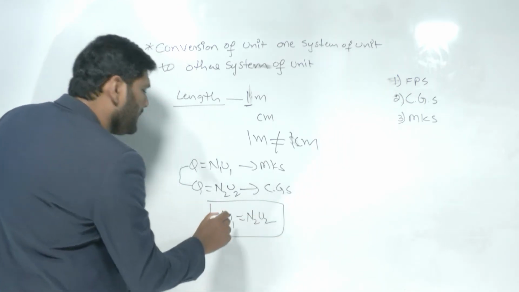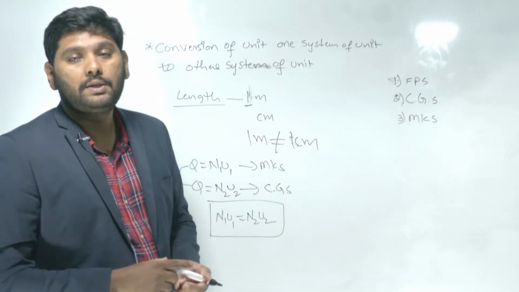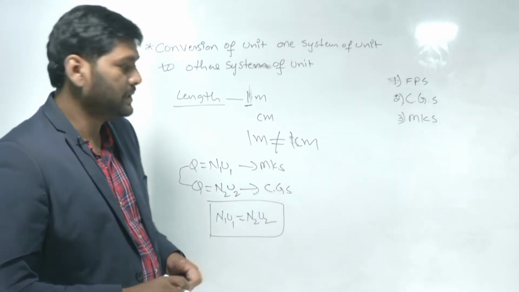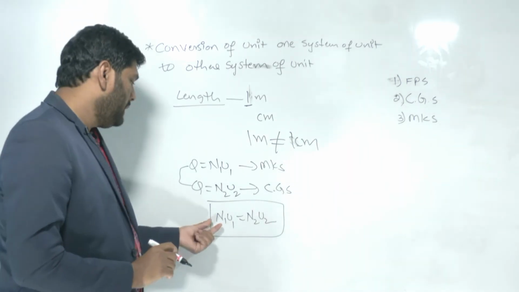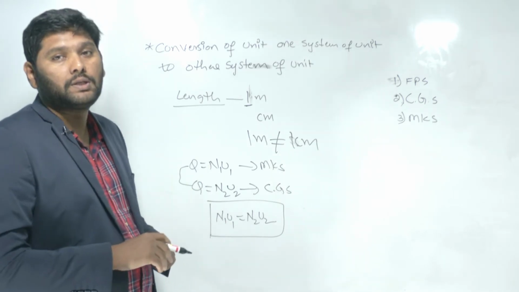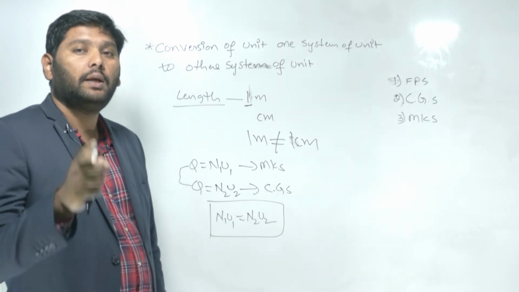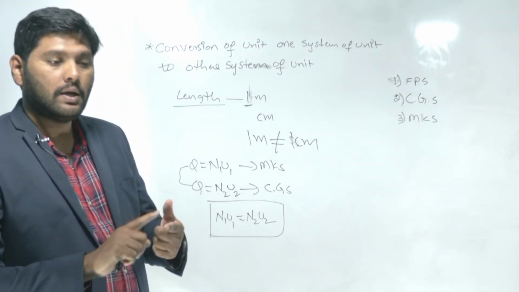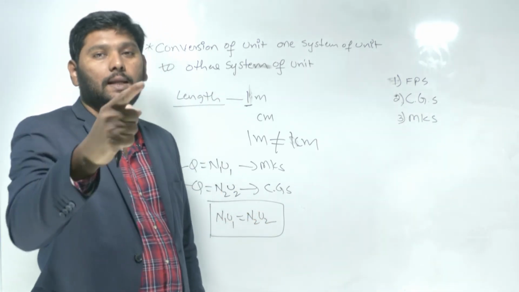This formula helps you to convert one system of unit to other system of unit. Understand? Here n1 is nothing but magnitude in first system of unit, and u1 is the unit for that physical quantity in that particular system. n2 is the magnitude in another system of unit. u2 is the unit in another system of unit.